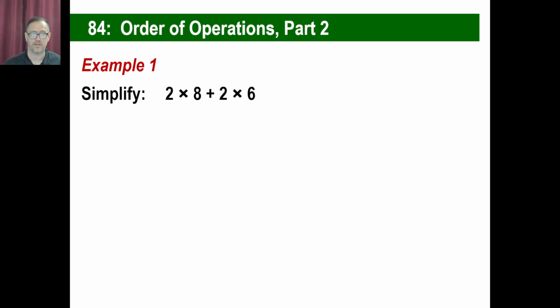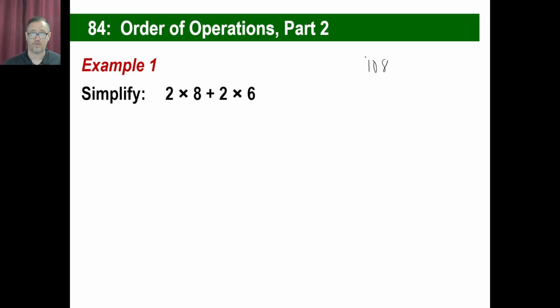Okay, so let's do a couple of these, all right? Simplify. So go ahead and pause this and write this down. Okay, now if you were just to go left to right, you would get 2 times 8 is 16. 16 plus 2 is 18. 18 times 6 is 108.